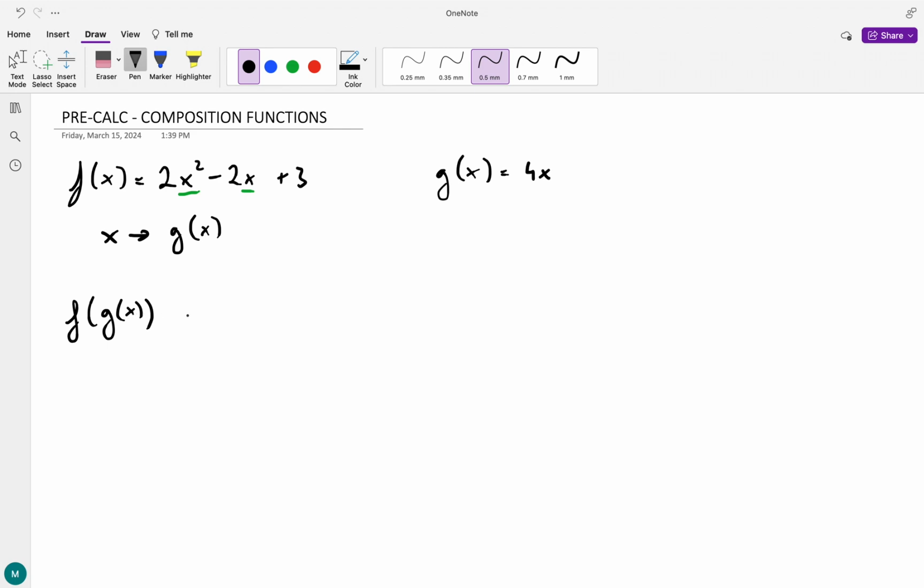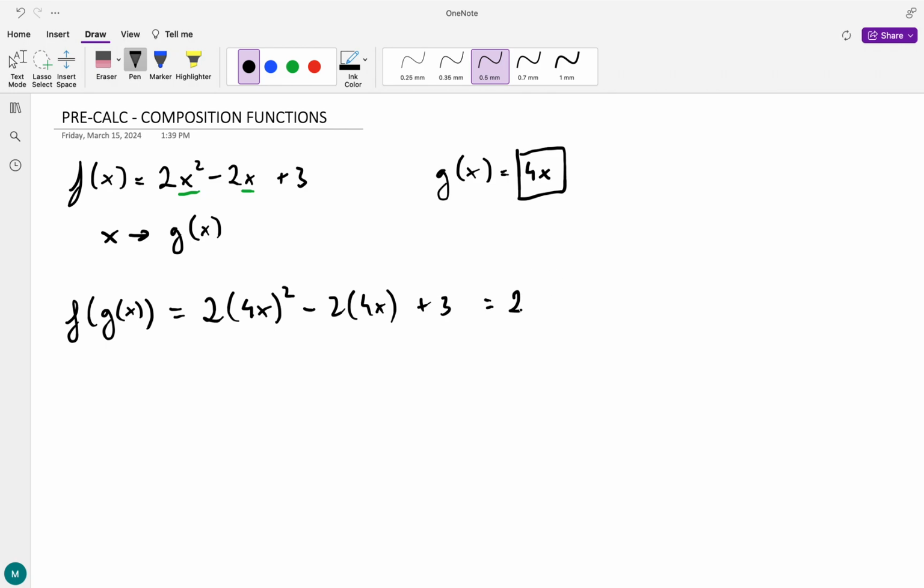Then f of g of x will be our function f of x, but instead of x's, we're going to have the value of g of x, which is 4x. So that's 2 parentheses 4x squared minus 2 times 4x. And then we have just plus 3 because there is no variable associated with that. So all we have to do to find this composition function is simplify it. FOIL it out, take the square, or whatever you got to do.